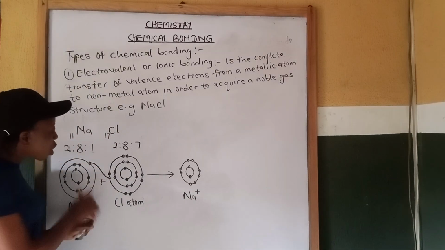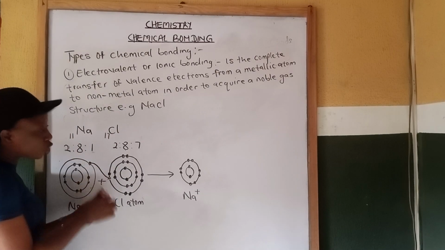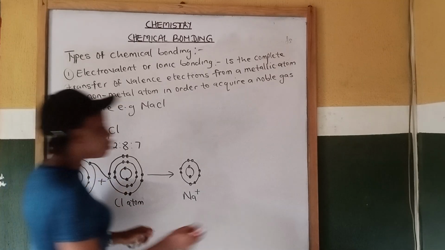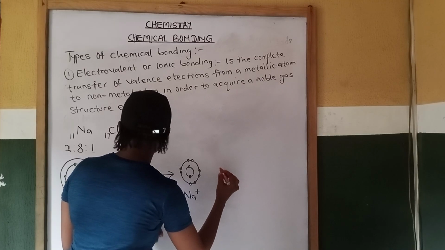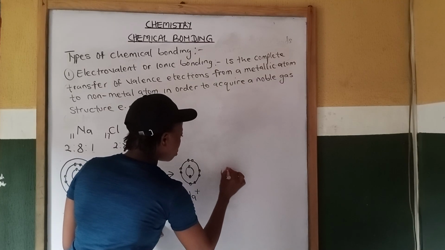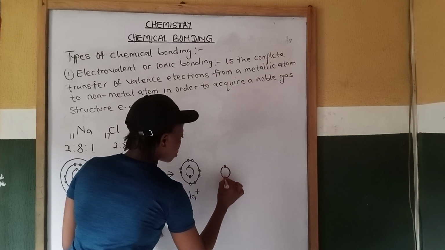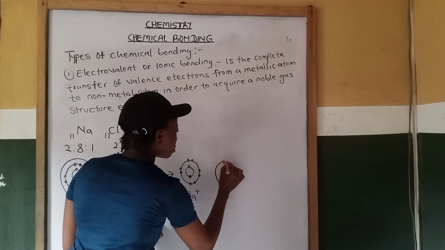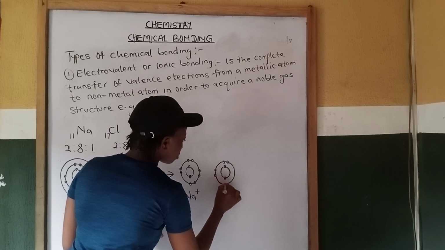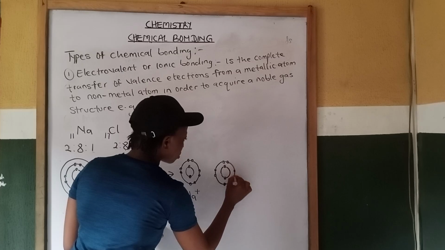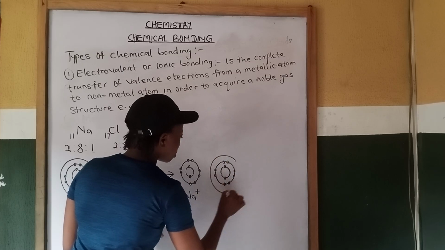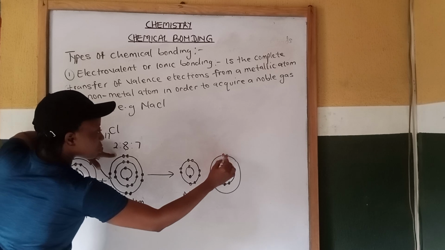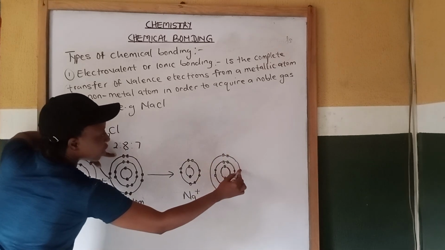So chlorine also will now accept electron from sodium to become 2, 8, 8. It will complete that outermost shell. So this is the structure of chlorine now. So the last shell now with 7 electrons.